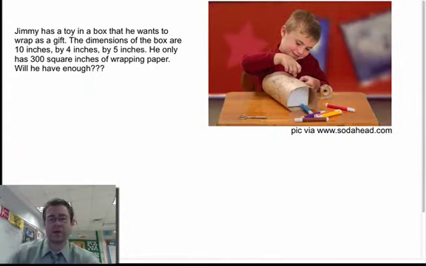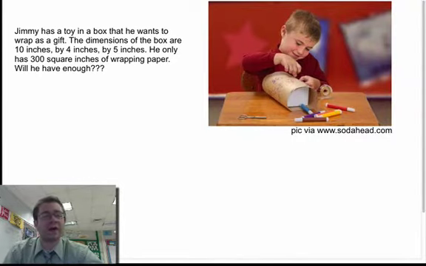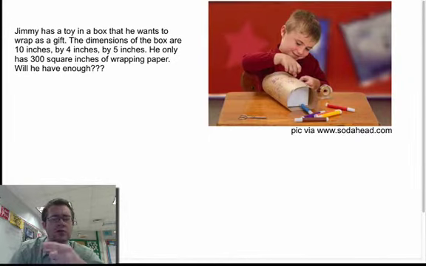So you might get a problem like this. Jimmy has a toy in a box that he wants to wrap as a gift. So it's for like a birthday gift. The dimensions of the box are 10 inches by 4 inches by 5 inches. He only has 300 square inches of wrapping paper. Will he have enough? Tune in.